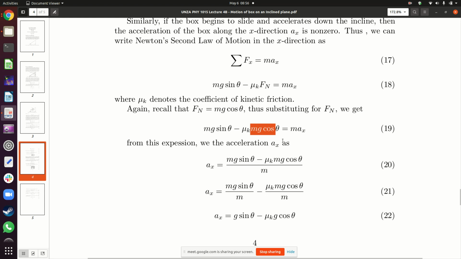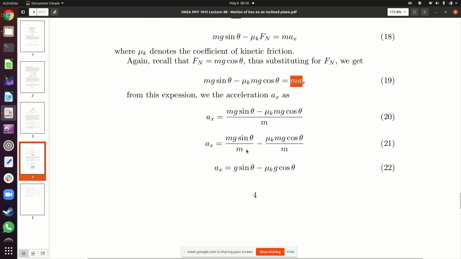So what you're looking for is the acceleration. What would the acceleration look like? So you divide both sides by m. When you do that, you end up having a_x equals mg sin theta minus mu_k mg cos theta, divided by m. Then you spread out the m, so you end up having mg sin theta divided by m on this side, then mu_k mg cos theta divided by m.